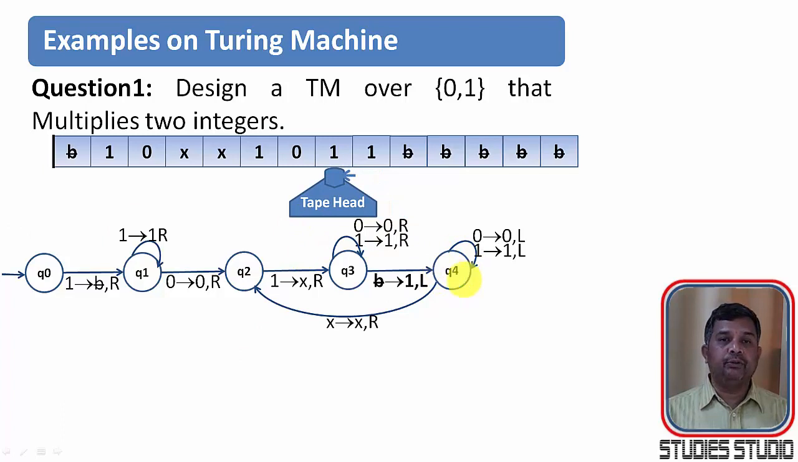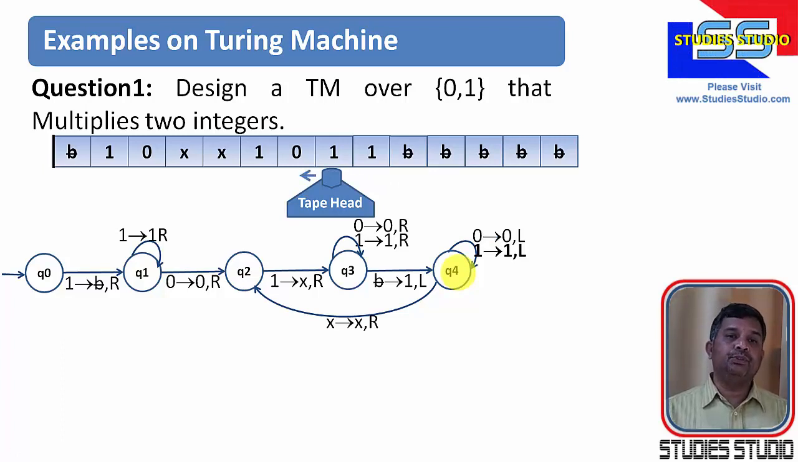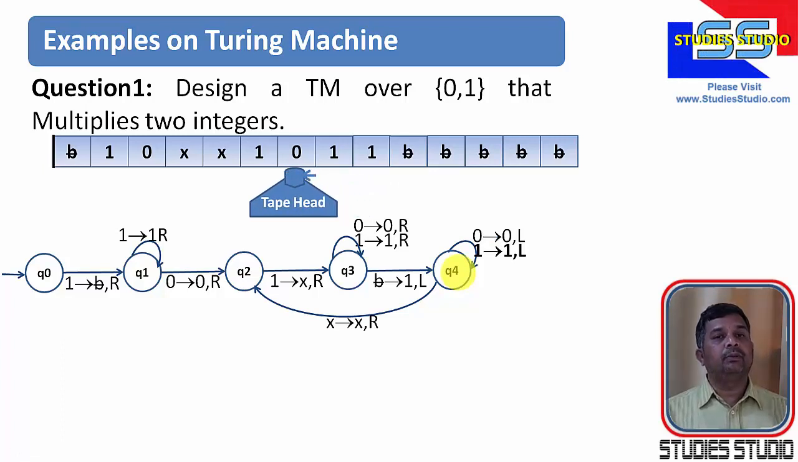And I'm at state Q4. The same thing I'm going to do. As long as I'm not getting an X, I'll be writing the same symbol that I'm getting from the tape onto the tape. The next symbol that I'm getting is a 1. I have written 1 onto it and moved left.